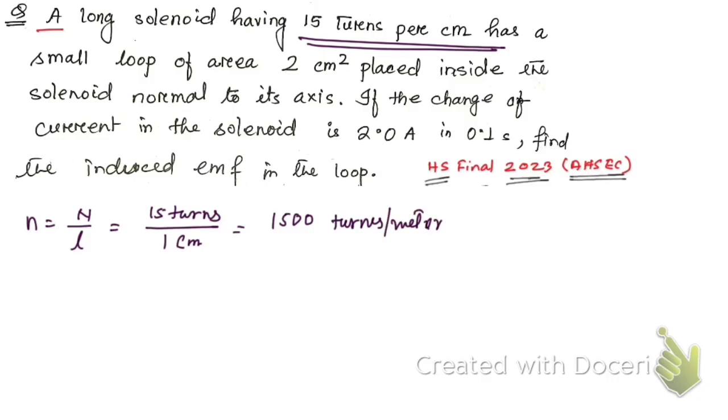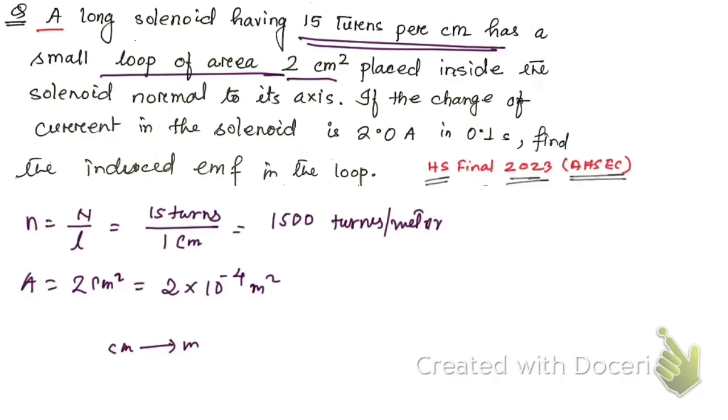And the area of the cross section is given. The area of the loop is 2 centimeter square. Let me convert this into meter square. That's going to be 2 times 10 to the power minus 4 meter square, because to convert centimeter to meter you need to multiply by 10 to the power minus 2. Now we are converting centimeter square, so you need to square it. That's going to be 10 to the power minus 4. Hope you have understood this. And the rate of change of current is given.